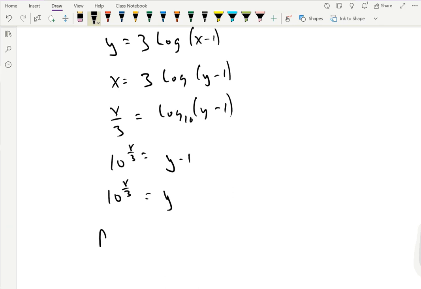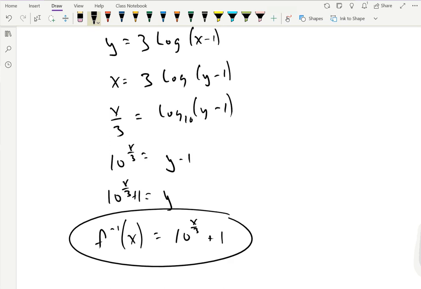Our last step to find the inverse is to replace y with f inverse notation equals 10 to the x over 3. Oops, I forgot my plus 1 over here. Sorry about that. I think I said it, just forgot to write it. I would add 1 to both sides. Then I would go ahead and rewrite this.